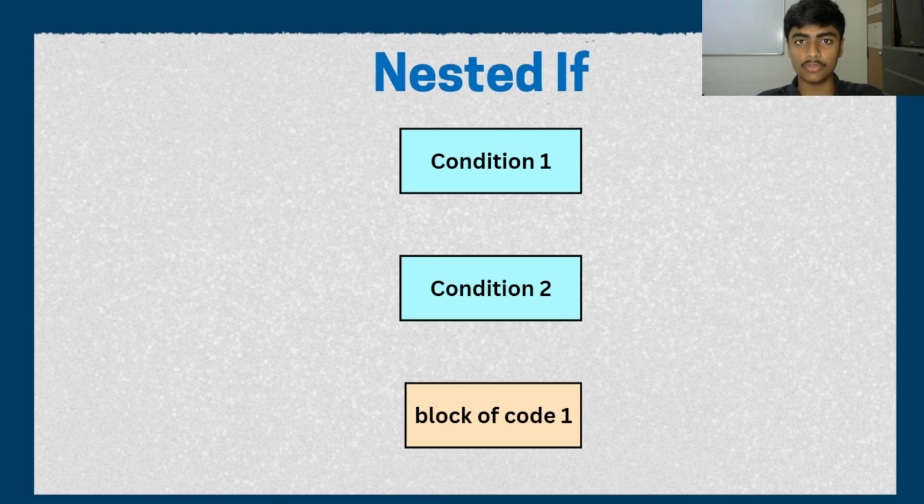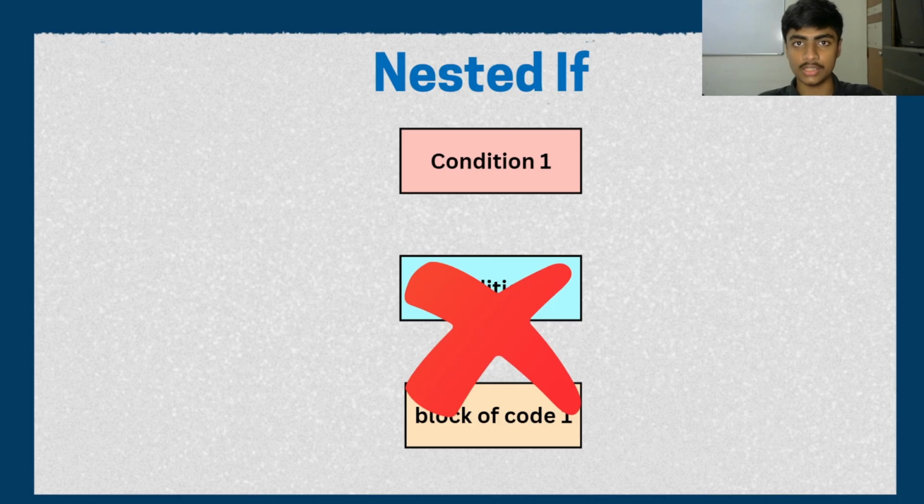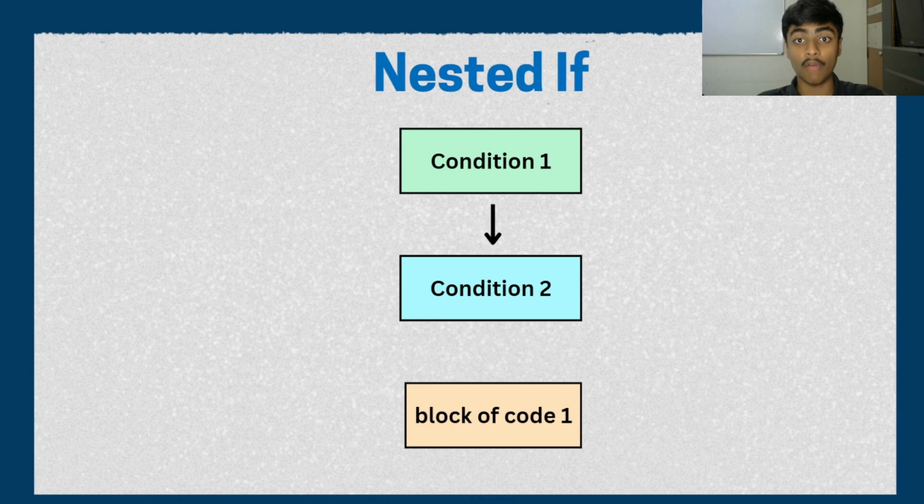If condition 1 was false, we're going to ignore everything else. We're not going to execute our condition 2 or our block of code. However, if condition 1 was true, we're going to execute condition 2. If condition 2 was false, we're going to skip the block of code. However, if condition 2 was true, we're going to execute the block of code. So both conditions, condition 1 and condition 2, have to be true for the block of code to be executed.